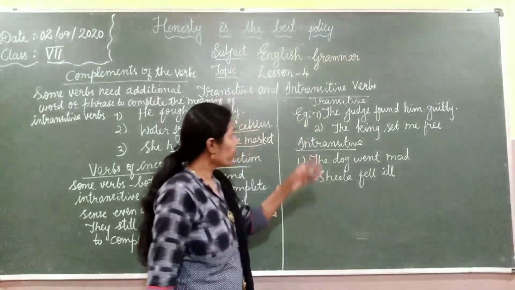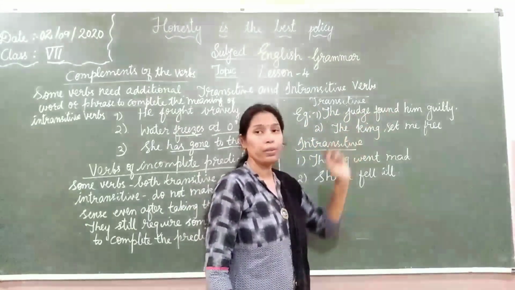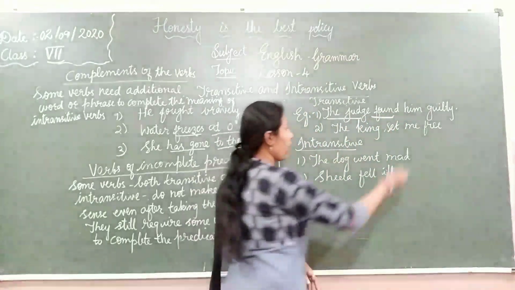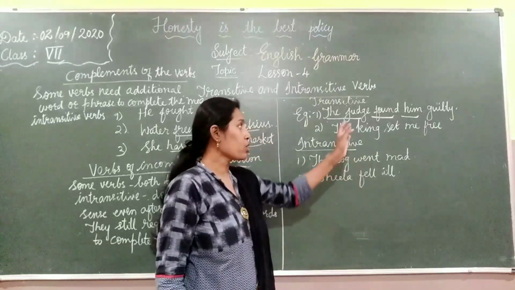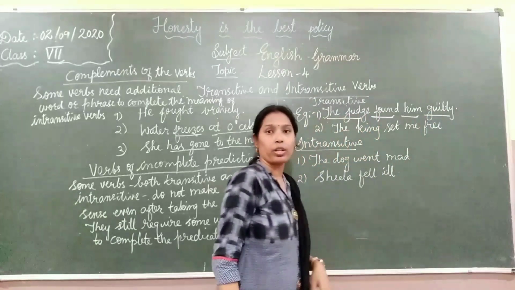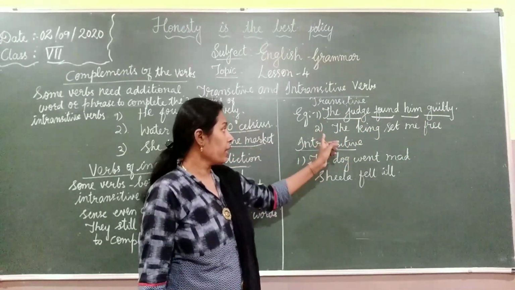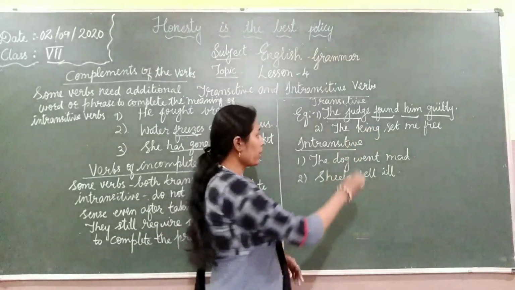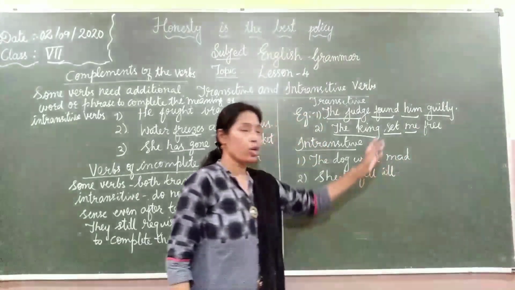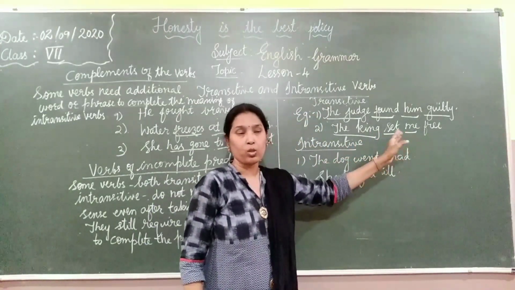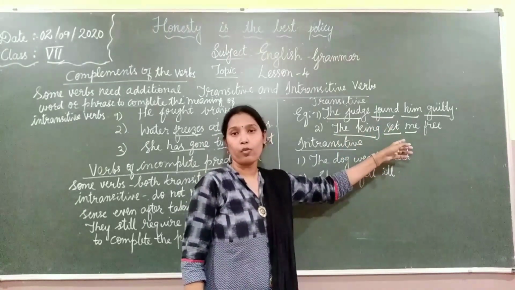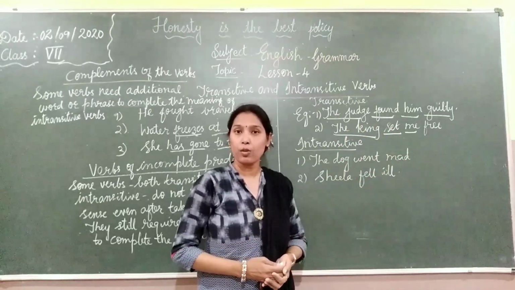See the example. In transitive verbs, the judge found him guilty. What is the subject here? The judge. What is the verb? Found. And him is the object. But also this is not complete. To make it complete, one word is added, guilty. Okay? To give a complete sentence. That is the predicate. Next, the king set me free. This is the subject. This is the verb and this is the object, but also one extra word is added to make the complete sentence as a predicate. The king set me free. One word or few words are added to complete the predicate of a sentence.